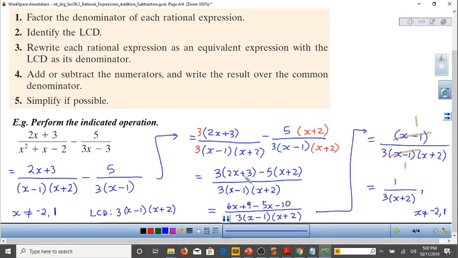I encourage you to review what I just did here with this exercise and then try it on your own to see if you can reproduce the same process. Let's go on to some more examples here.